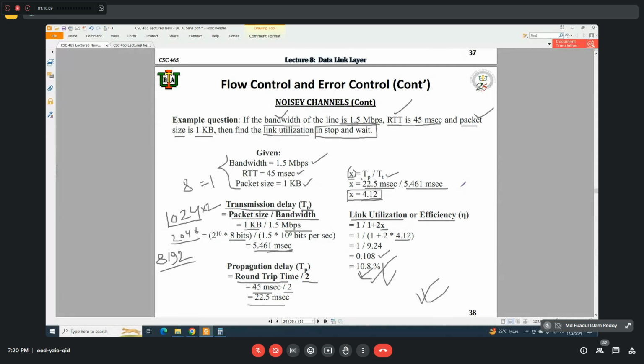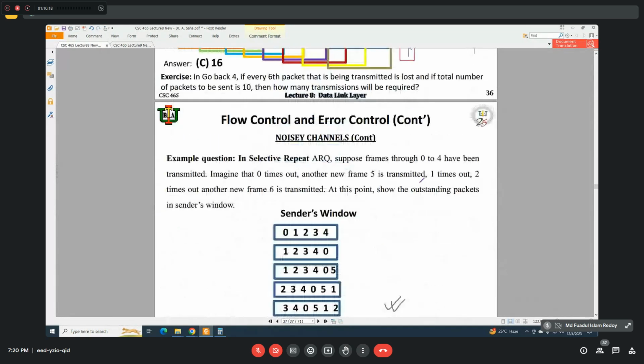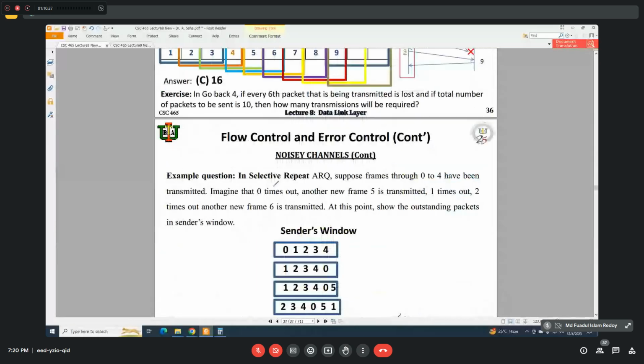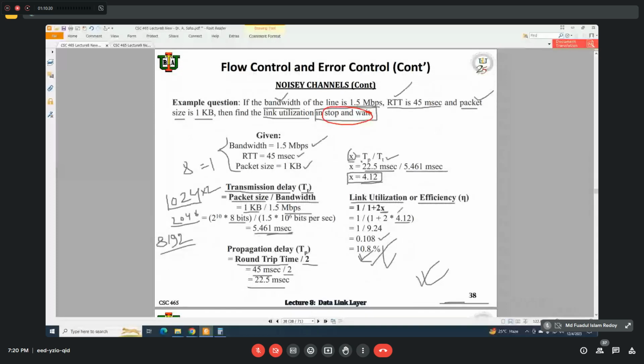It has been said that you need to find out the link utilization or efficiency of the stop and wait protocol through the given information. For efficiency, the formula for stop and wait is eta equals 1 divided by 1 plus 2x. So you need the x value, and to find the x value, the formula is x equals tp by tt. That means you have to find the tp value and the tt value. Then you can do the division tp divided by tt to get the x value, and then you can easily find the efficiency eta.